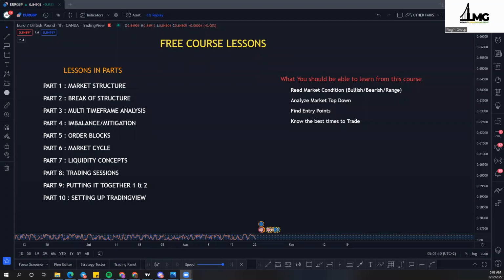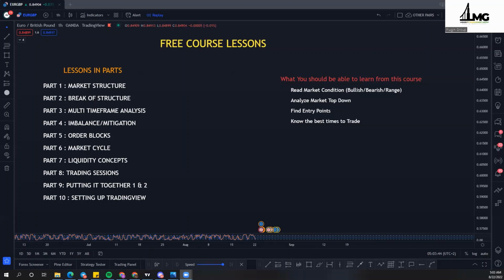So for starters, what you should be able to achieve at the end of the course is to be able to read market conditions, whether the market is bullish, bearish, or is in a range. You should be able to analyze the market top down, and then you're also able to find good entry points and know the best time to trade, right? So each and every lesson complements each and every target that you need to achieve from it, right? The first three parts of the course, you'll be able to read market conditions, which is market structure, breakout structure, and multi-time frame analysis.